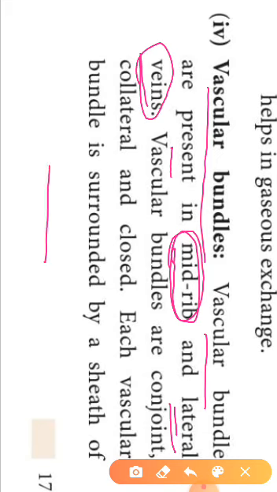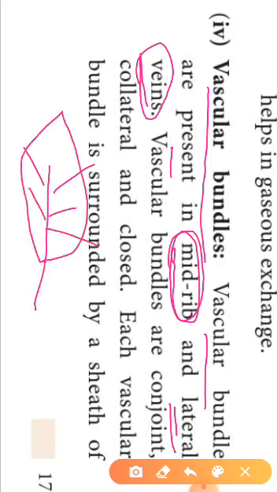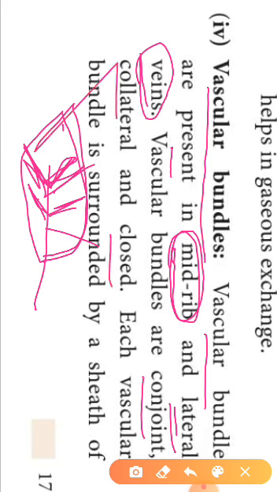Vascular bundles are conjoined, or combined. Collateral, or security. And closed.